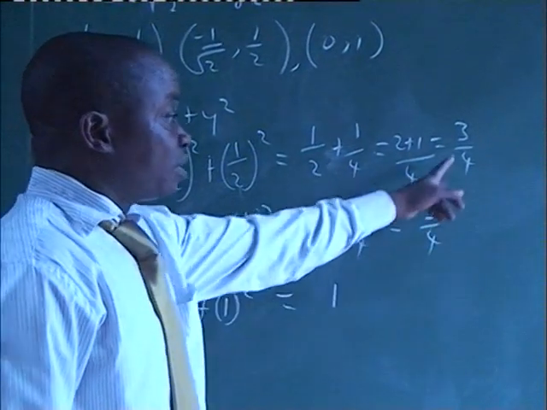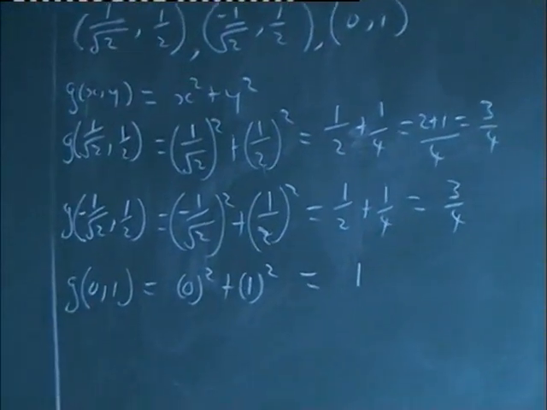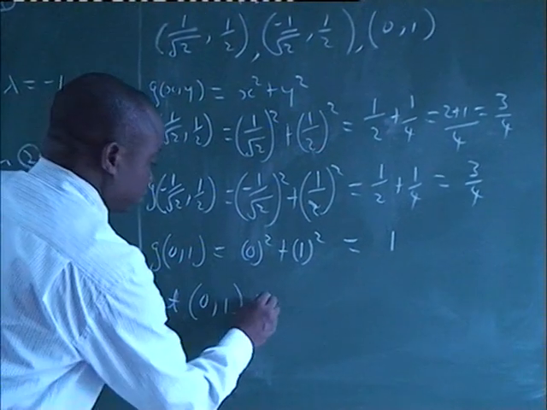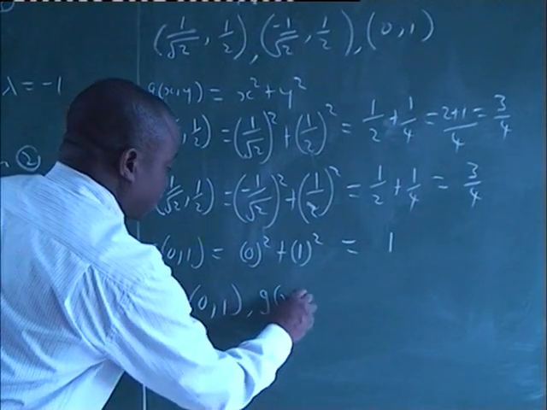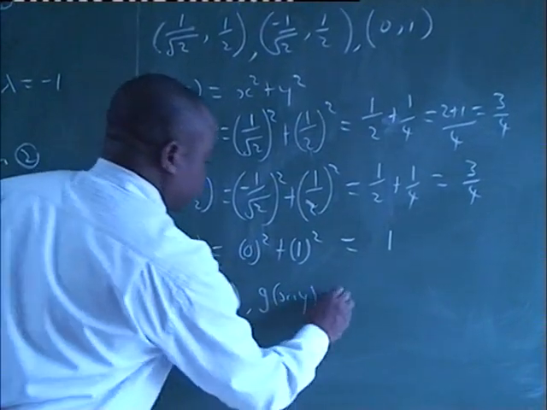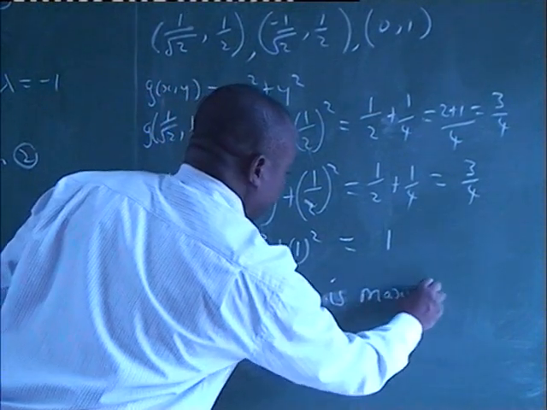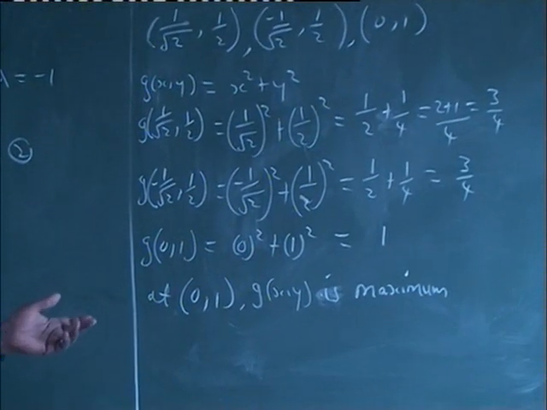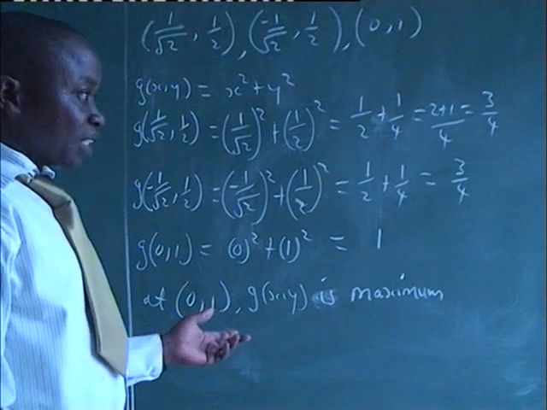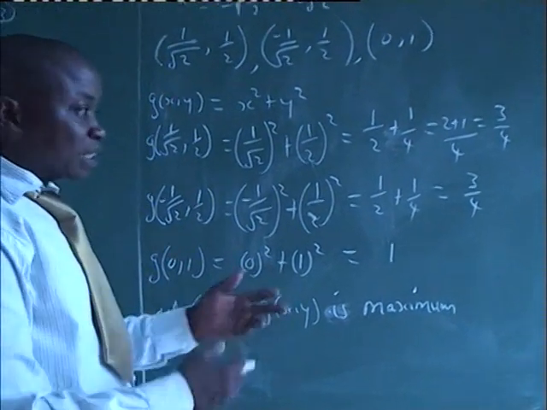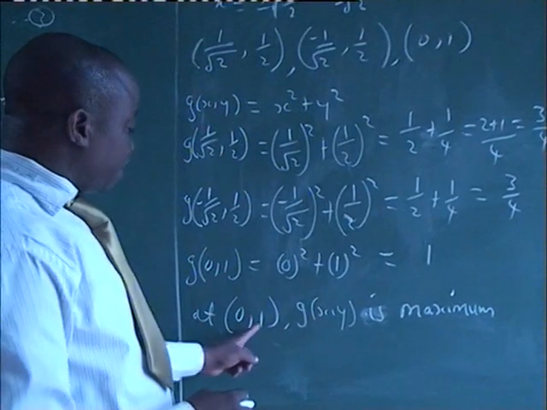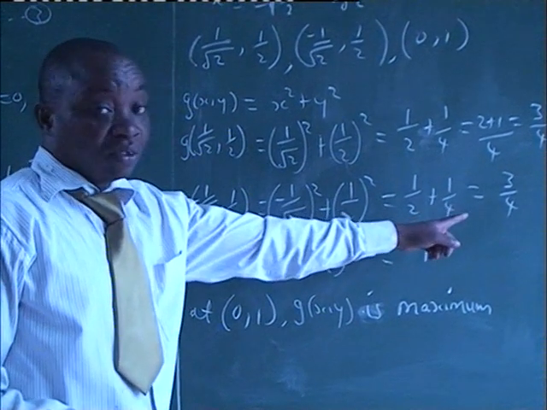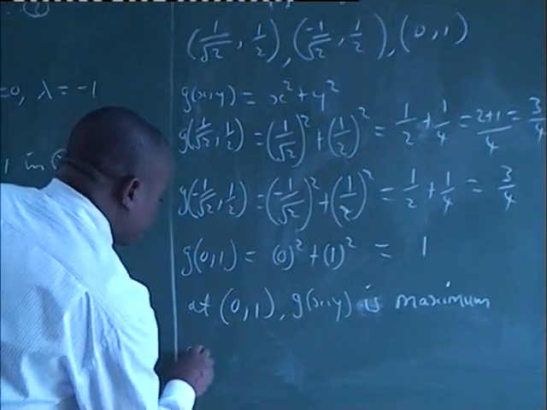Now this is 1, this is 3 over 4, and this is 3 over 4. Which one is maximum? We see that at 0 and 1, g of x, y is maximum. You see, the method of this one looks different from what we were doing in the other pattern of maximum and minimum. So g of x, y is maximum here, because 1 is greater than 3 over 4.